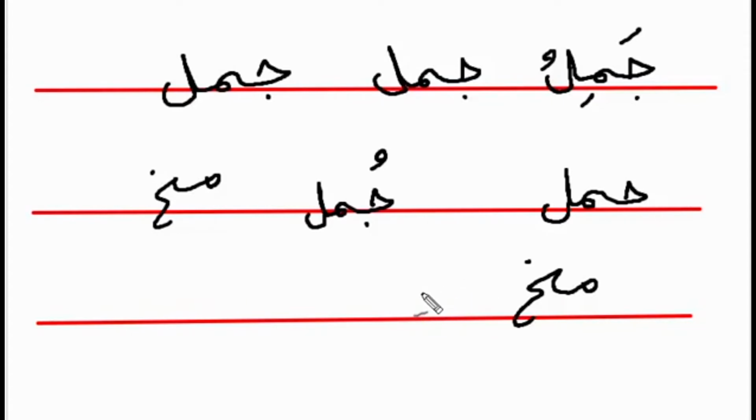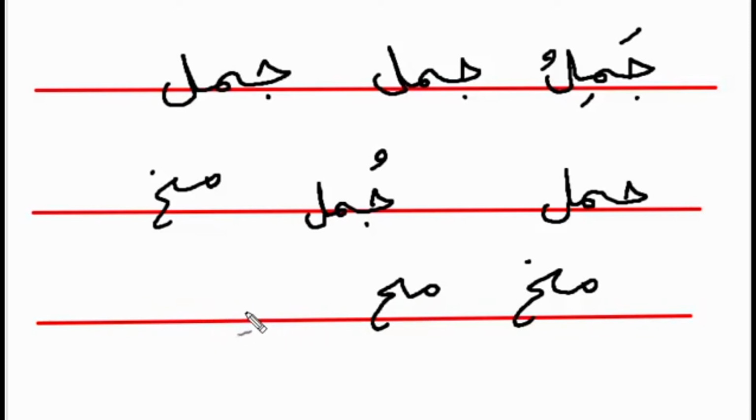If I forget to put the dot on top of the Kha, that will make it Muh. So the dot is very important. If you miss it, people won't understand. This is a different word.